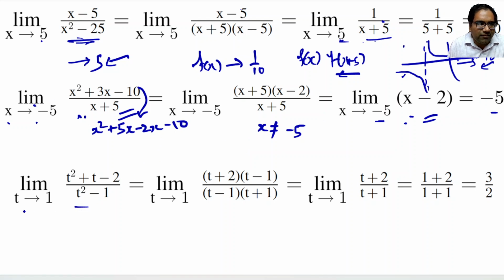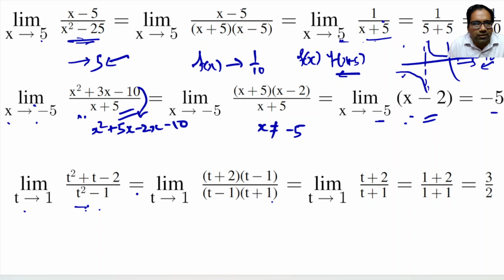Similarly here, when t is 1, this function is not defined. So we have to eliminate t minus 1, right? We have to find some other function which is identical to this, but which is defined at t equal to 1, right? So what will you do? t square minus 1 we will write as t minus 1 into t plus 1.